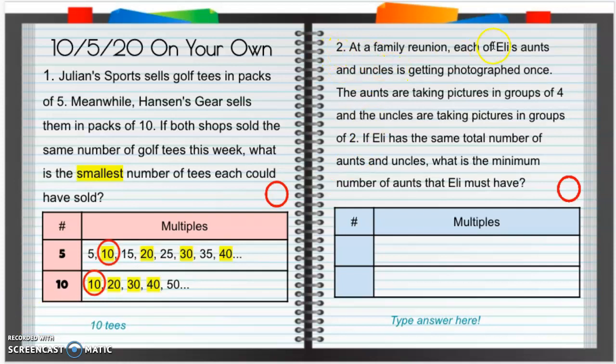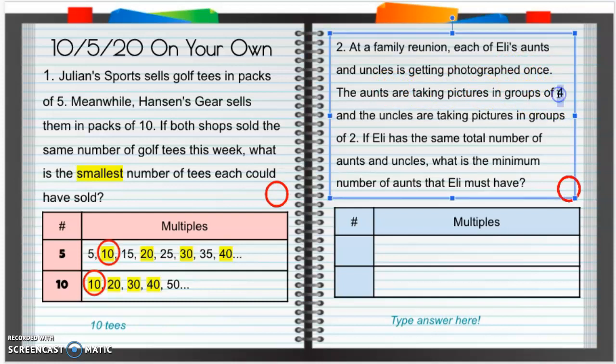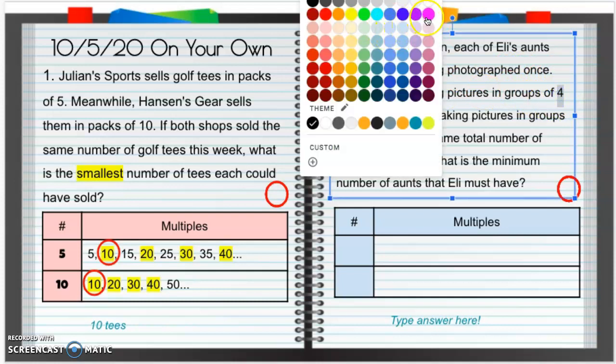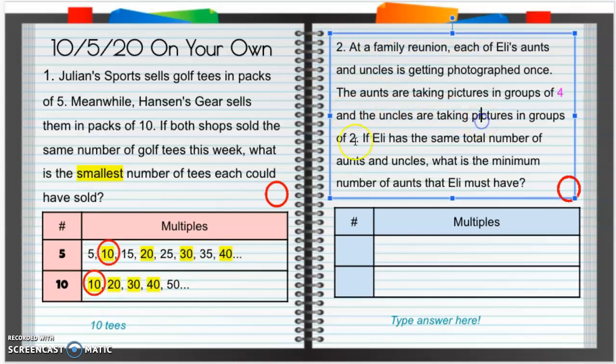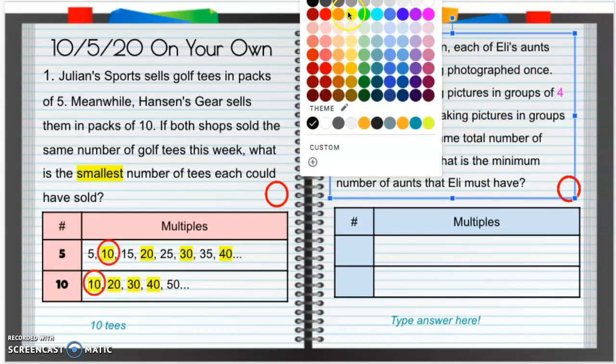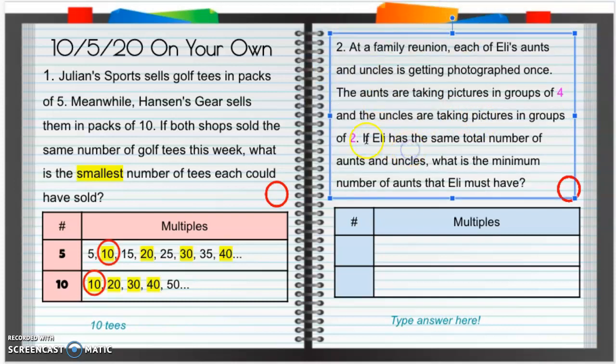At a family reunion, each of Eli's aunts and uncles is getting photographed just once. The aunts are taking pictures in groups of 4. That's going to be important. And the uncles are taking pictures in groups of 2. I feel like that's going to be important too. If Eli has the same total number of aunts and uncles, what is the minimum number of aunts that Eli must have?